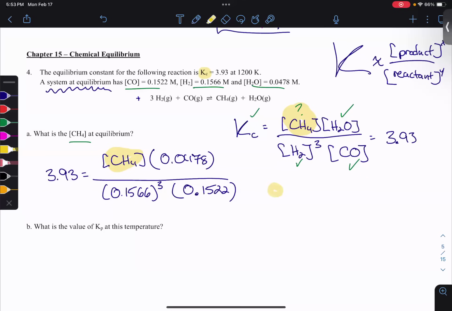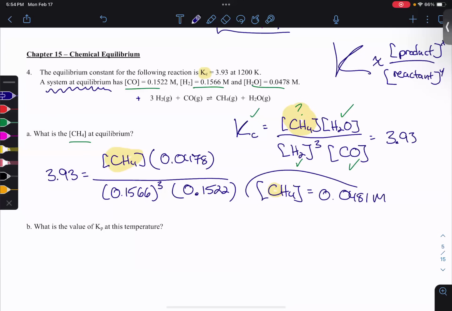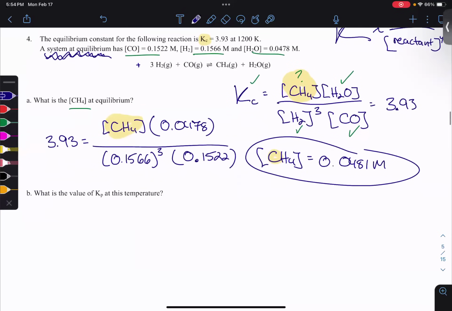Okay, the CH4 concentration at equilibrium is 0.0481 molarity. My K doesn't have a concentration unit, but it's molarity. Okay, so the key words, system at equilibrium, mean you put it right into K. All right, so we use Kc, so notice that everything has a molarity. So what is the Kp at this temperature?